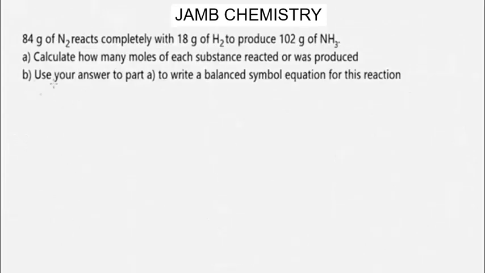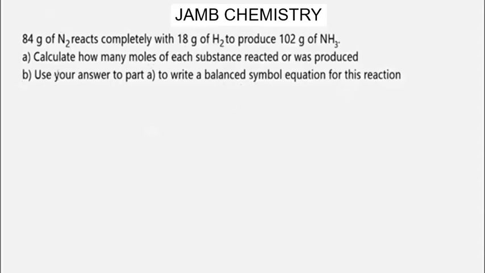Okay guys, now let's look at this question. It says 84 grams of nitrogen gas reacts completely with 18 grams of hydrogen gas to produce 102 grams of ammonia. We have to calculate how many moles of each substance reacted or was produced. And part B says use your answer to part A to write a balanced symbol equation for this reaction.